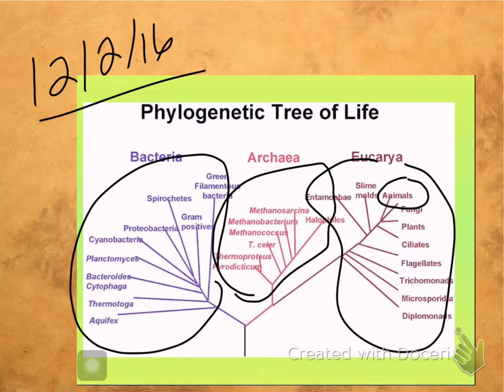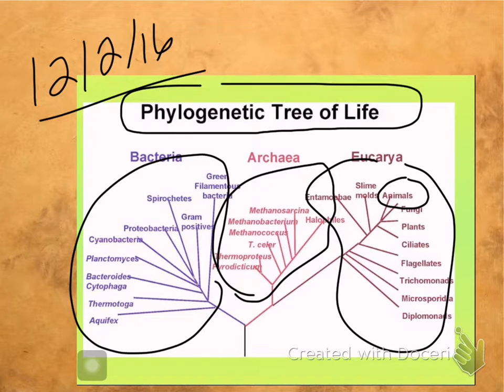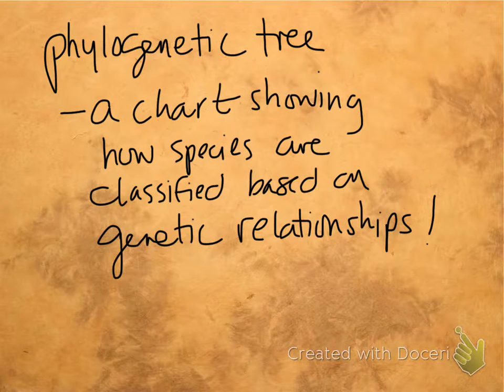We can look at one that's a lot more up close. And I want to draw your attention to something. This is called a phylogenetic tree. So phylo, we're talking about phyla, biological classification. And genetics, this is how things are related. Genetics is about how you're related to other people. So this is a tree that shows the classification of organisms based on their evolutionary relationships. You might want to know that. A phylogenetic tree is a chart that shows how species are classified based on their genetic relationships.